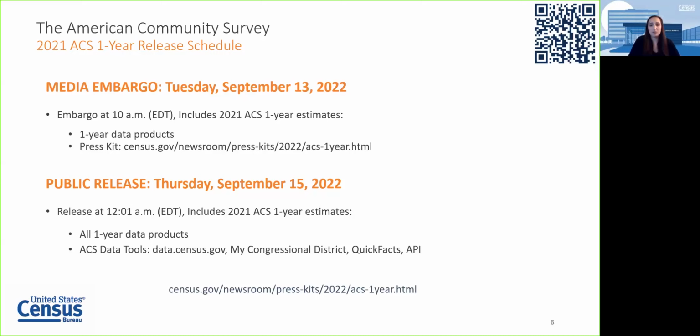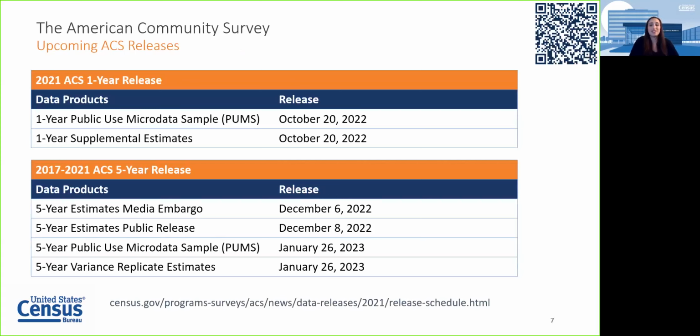It will include one-year products such as the comparison profiles and subject tables. Also included on the 15th will be our narrative profiles that are available through the ACS website. Existing tools like My Congressional District, Quick Facts, and the API will be updated with the new one-year data. In addition to the kickoff of our data release season with the one-year release next week on September 15th, we also have some future ACS data releases to follow.